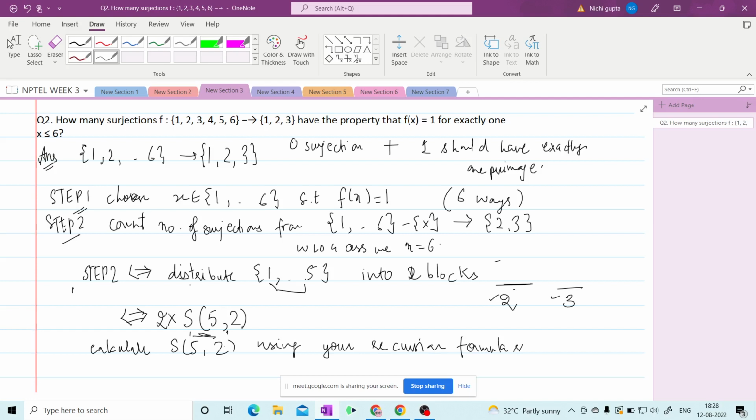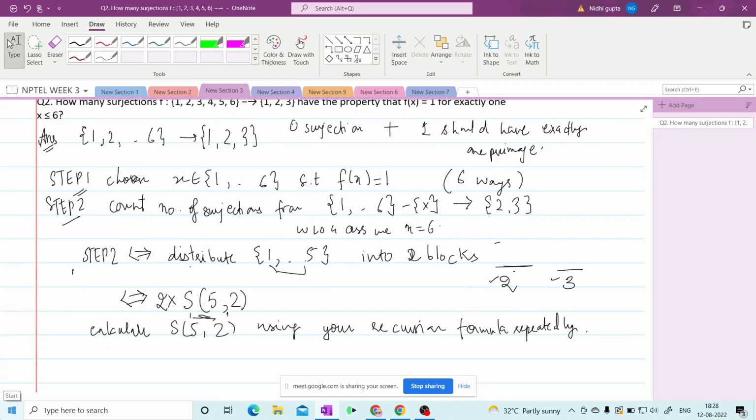Repeatedly, using the recursion formula.